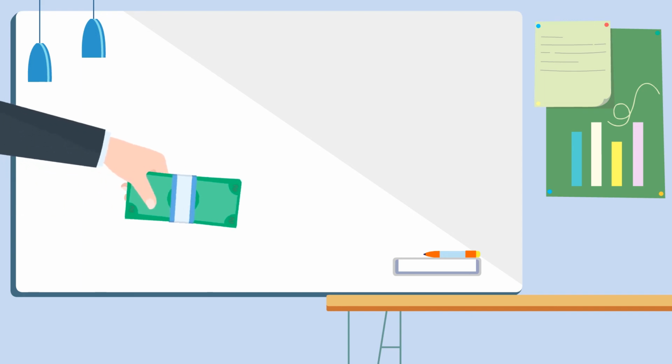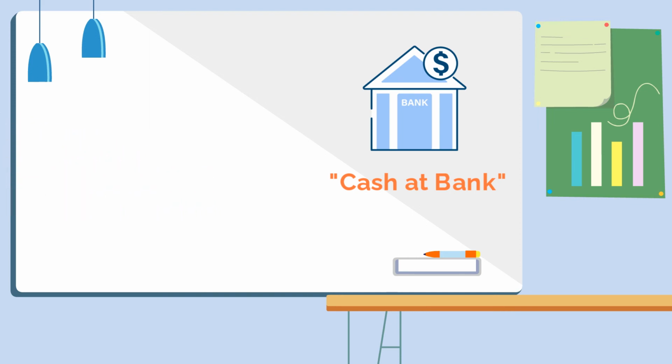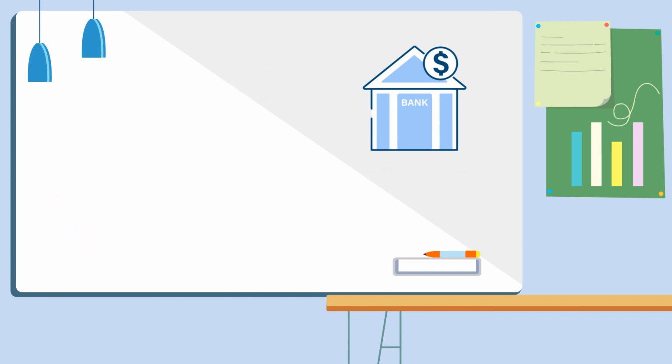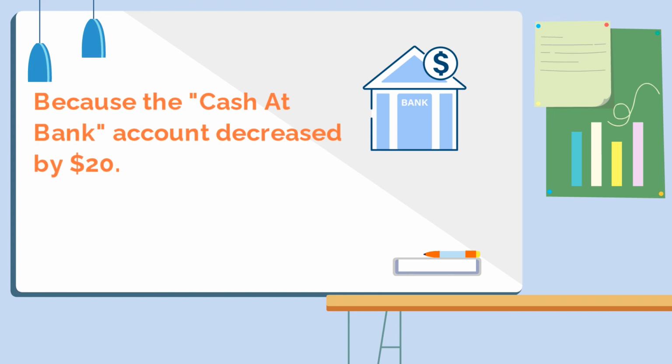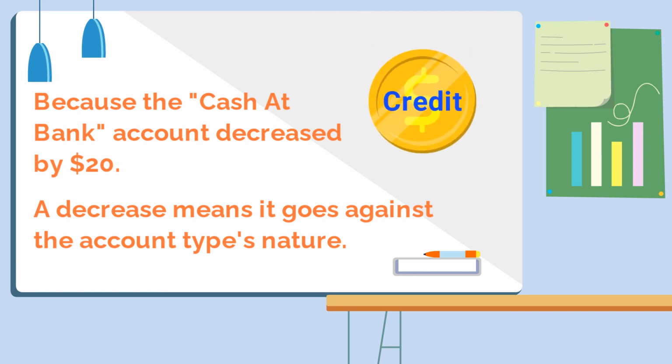For the other side of the transaction, you posted a credit of $20 to the cash at bank general ledger account. That's because you paid the $20 fee out of your business bank account. Now the cash at bank account is debit by nature, so why post a credit? As I'm sure you've figured out, it's because the cash at bank account decreased by $20. This meant posting an entry to the general ledger account against its nature, which meant posting a credit instead of a debit.